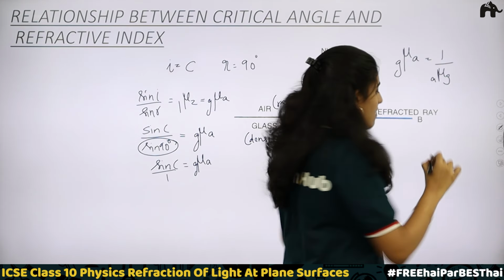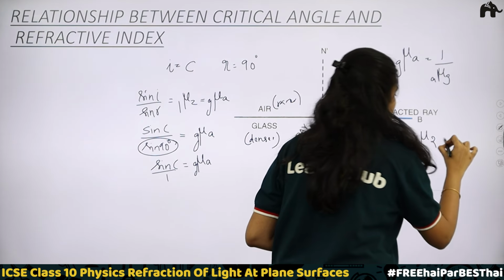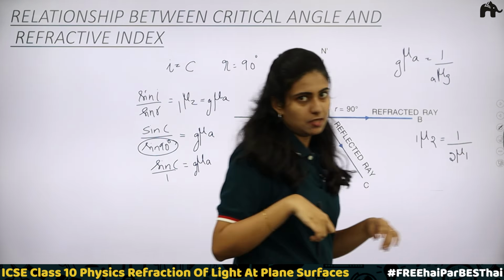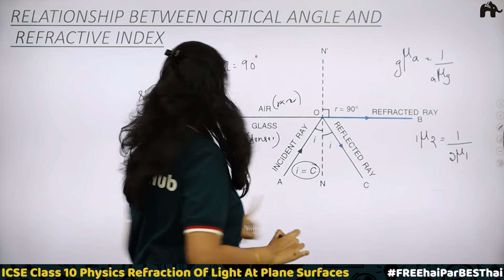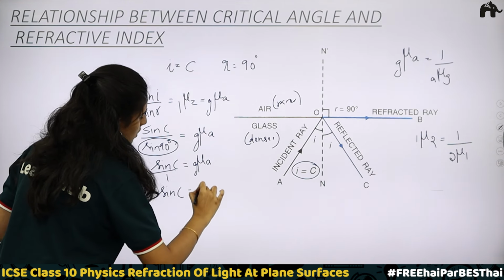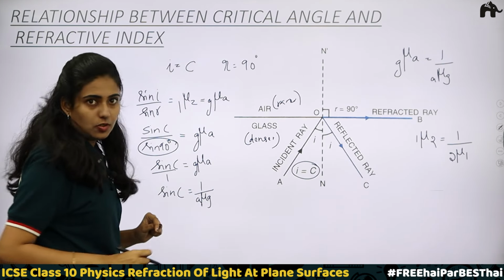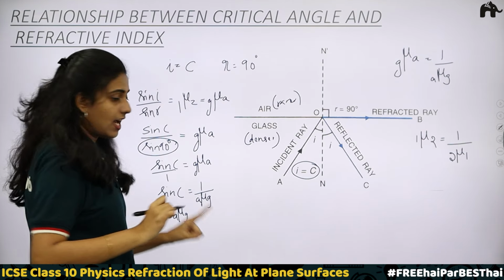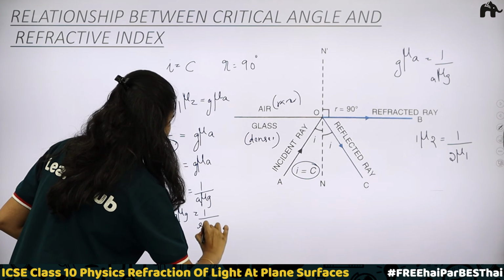Why? We have refractive index of second medium with respect to first medium is equal to 1 by refractive index of first medium with respect to second medium. Therefore, mu Ag will be equal to 1 by mu Ga. This can be written as sin C is equal to 1 by mu Ga. Or mu Ga, that is refractive index of glass with respect to air, is equal to 1 by sin C.